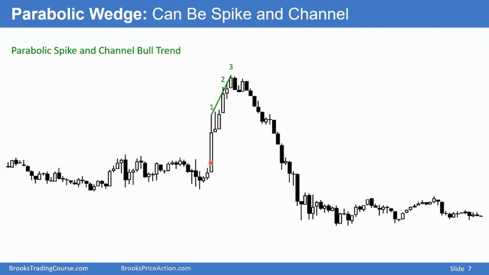For me, this is a parabolic spike and channel bull trend. It's a parabolic wedge. First push up is the spike, and then a pullback, and then a couple more pushes up. This bull bar, and then a small bull bar, pause, and then a bigger bull bar again.